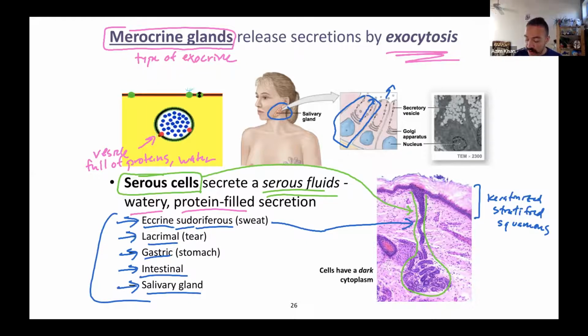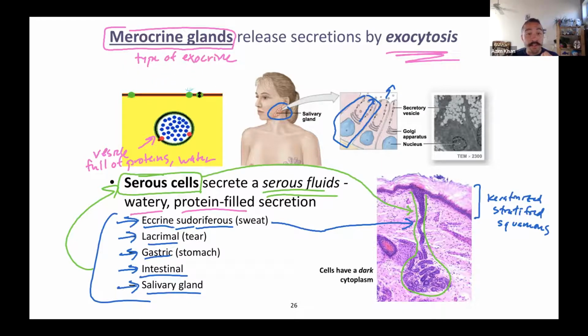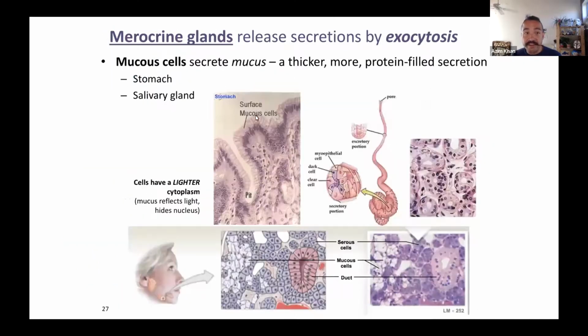All of these are serous secretions: tears, sweat, watery sweat, gastric secretions, intestinal secretions, saliva. Well, some of your saliva, the watery saliva. We'll get to the other type of saliva here in a second. These are all serous secretions. Now I know that we have a thicker mucousy secretion from our saliva. Sometimes you have a watery saliva, sometimes you have a thick, sticky saliva. That thick, sticky saliva, also by merocrine secretion, but from a different cell type. These are mucous cells.